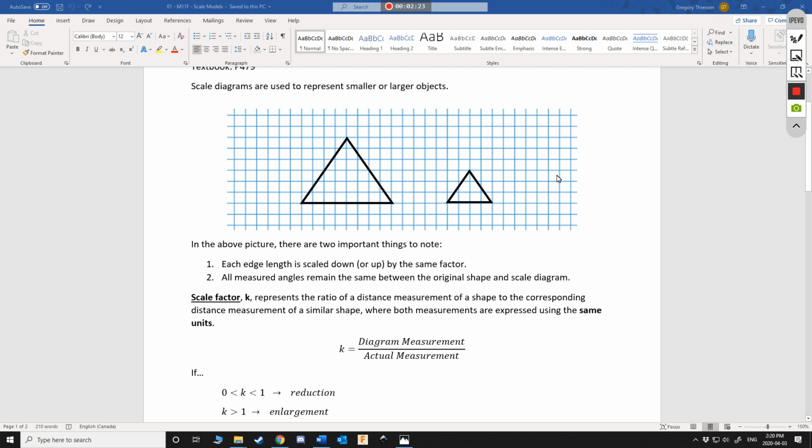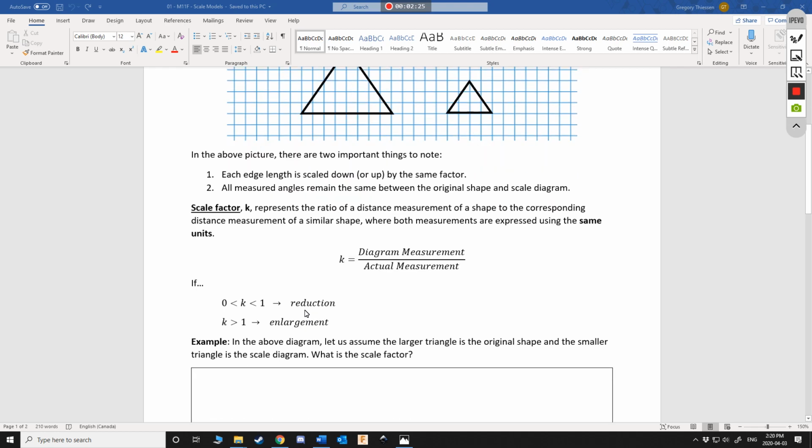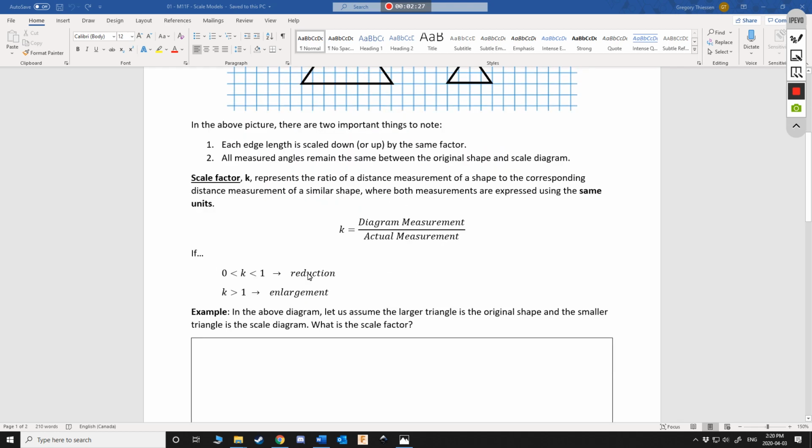So we scroll down a little bit. Right here it says that for reduction, it's going to be a decimal number. So basically, if you see a K value that is a decimal number, it's going to be a reduction. If you see K is bigger than 1, it's going to be an enlargement.